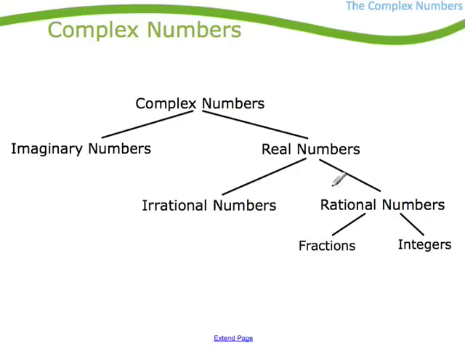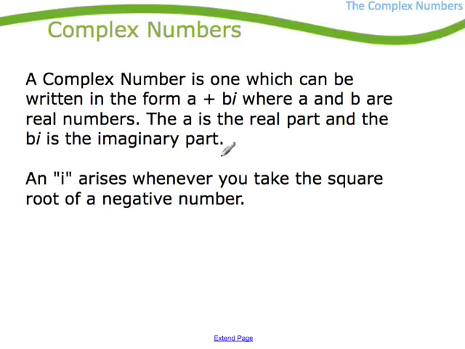belong in this section where we've been talking about radicals, because what a complex number is, I think I have a definition here, is a number that can be written in this form, a plus bi. Now this i, the letter i, is a special letter in math, and it arises whenever you take the square root, here's our radical, of a negative number.